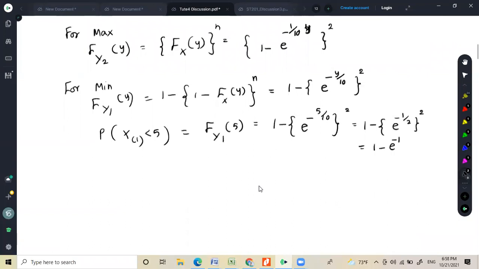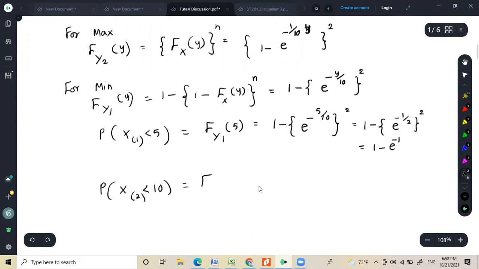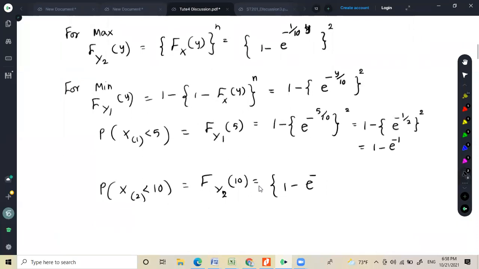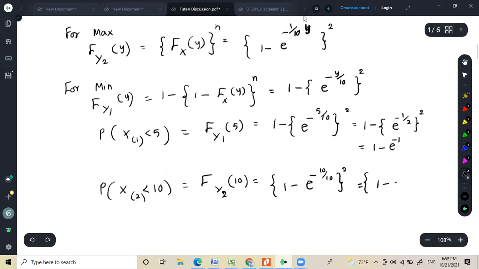We leave it there, and then let's find the probability that the maximum is less than 10. Again, that will be capital F at y to the power n, and in our case n is 2. So what is our max? 1 minus e to the negative y over 10. Our y is 10, so you can write 10 over 10, to the power 2. We evaluate y at 10, so this becomes (1 minus e to the negative 1) squared.